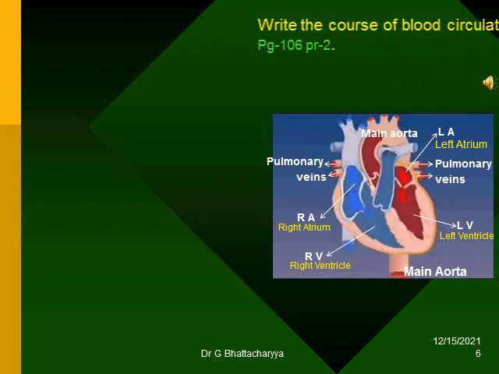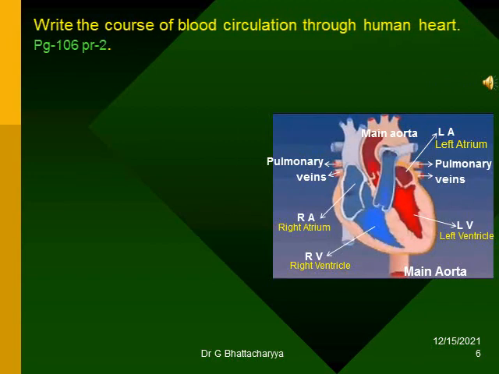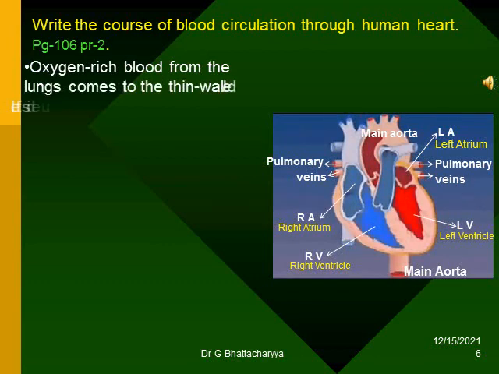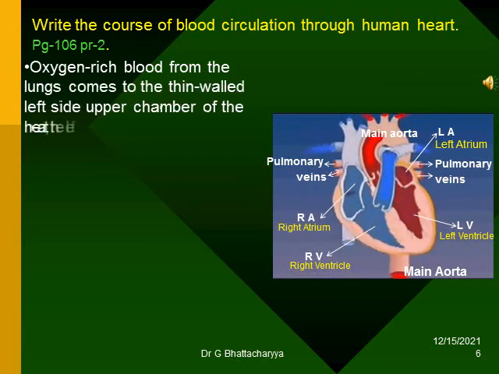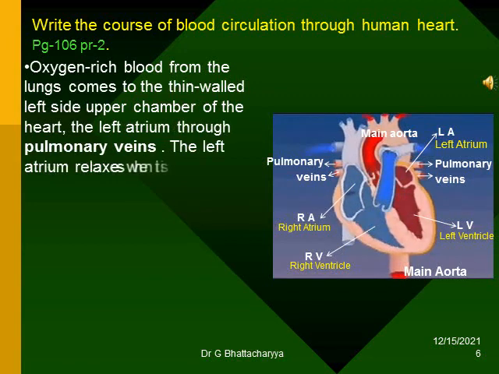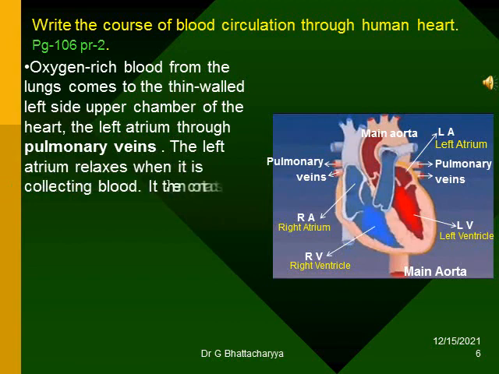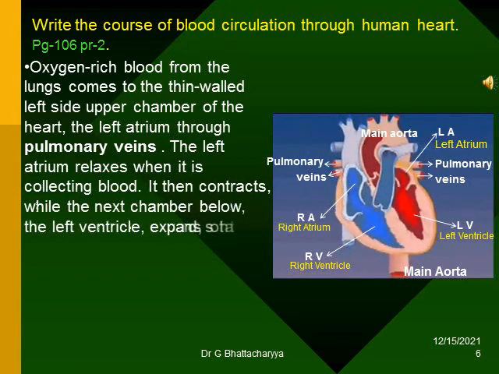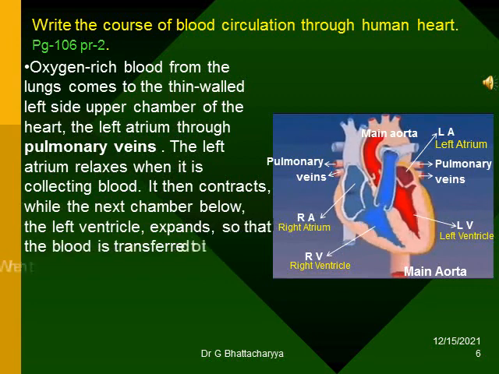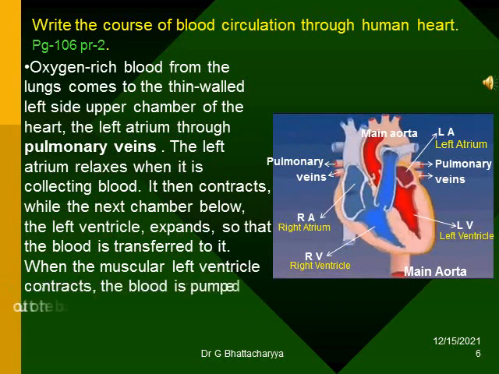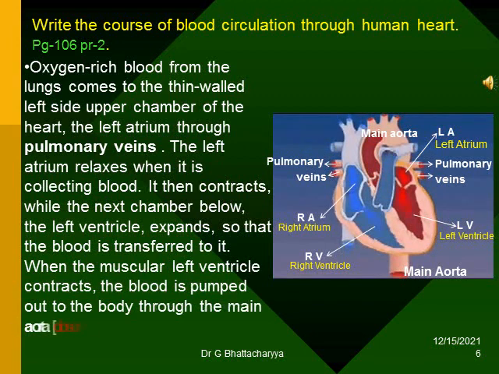Write the course of blood circulation through human heart. Oxygen-rich blood from the lungs comes to the thin-walled left side upper chamber of the heart, the left atrium, through pulmonary veins. The left atrium relaxes when it is collecting blood. It then contracts while the next chamber below, the left ventricle, expands so that the blood is transferred to it. When the muscular left ventricle contracts, the blood is pumped out to the body through the main aorta. Observe the red color parts.